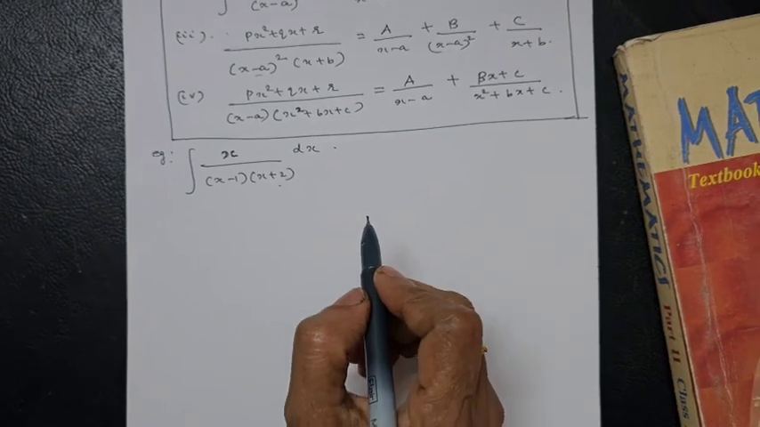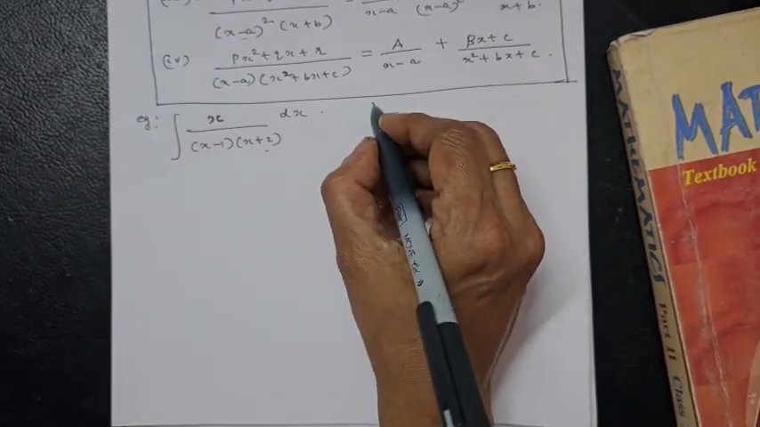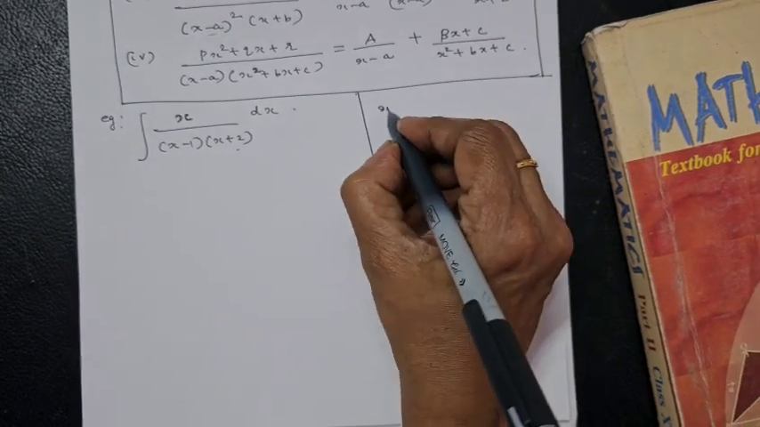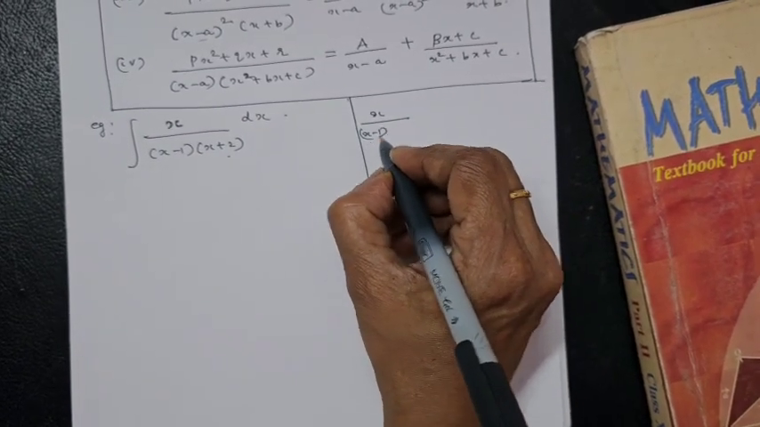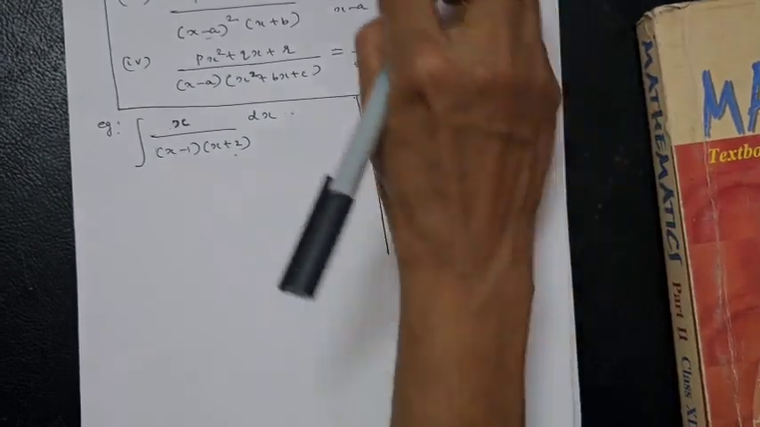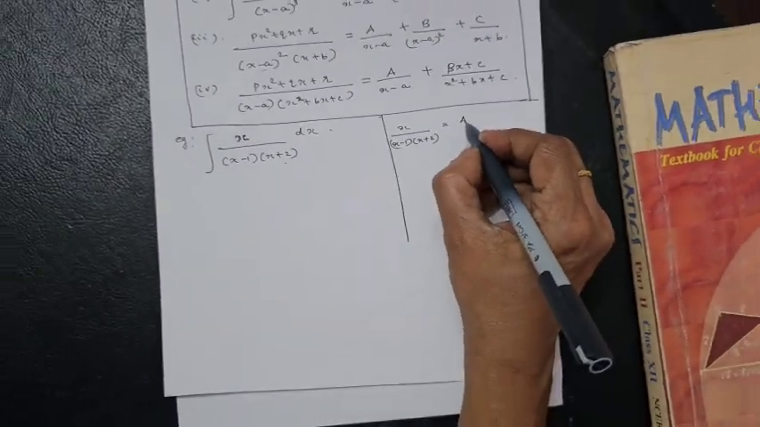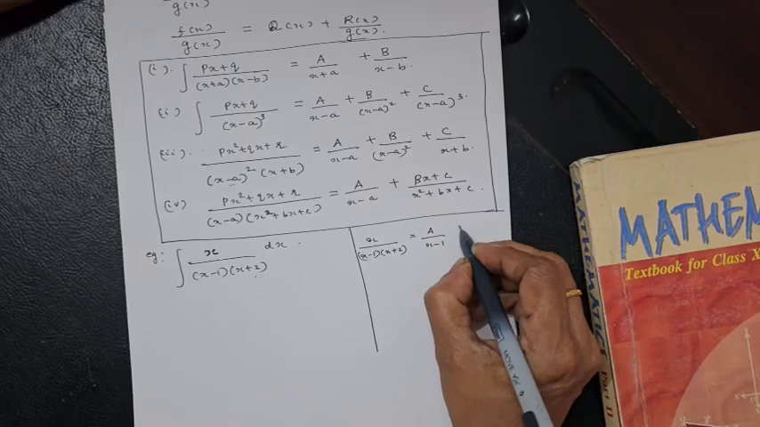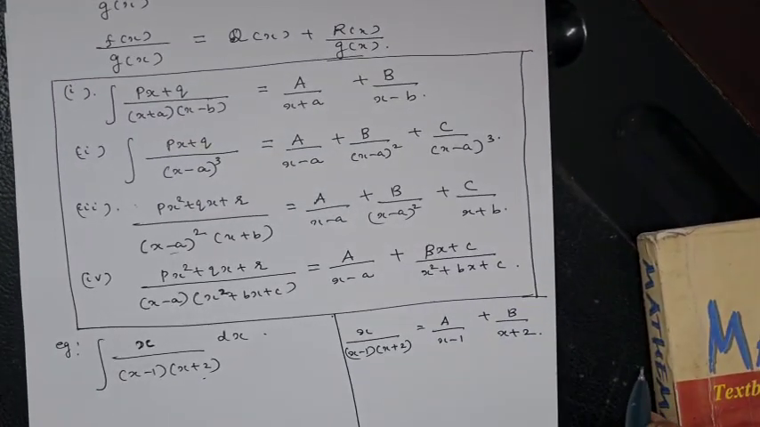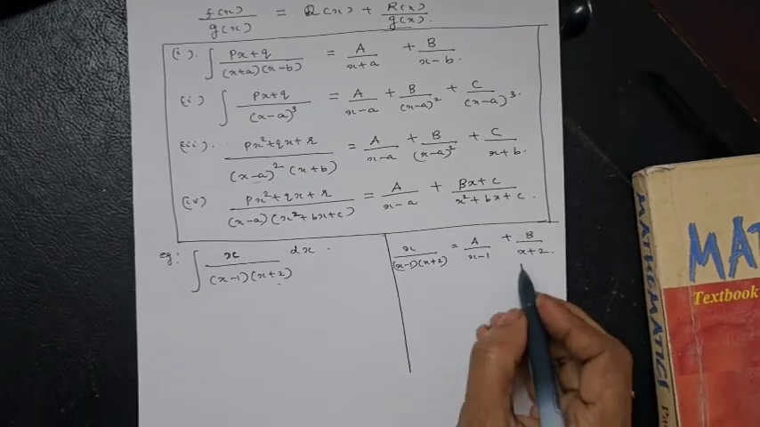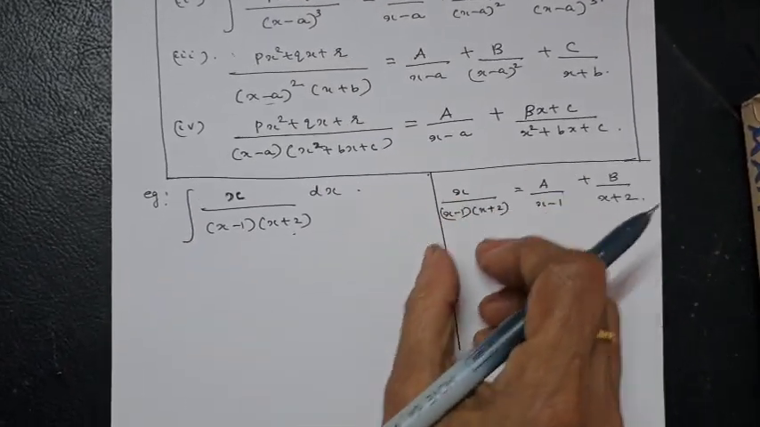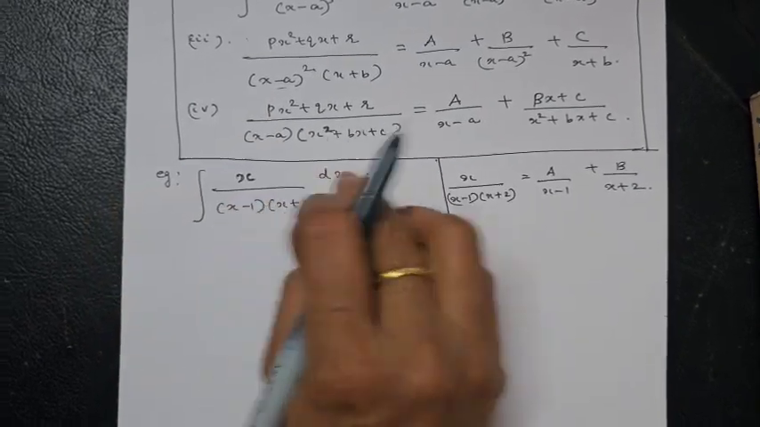So what we can do is take that proper rational function, x by x minus 1 into x plus 2, and split it into two. The first type: a by x minus 1 plus b by x plus 2. We have to find out a and b, but we will come back to that later. So we have decomposed the whole function x by x minus 1 into x plus 2 as this.